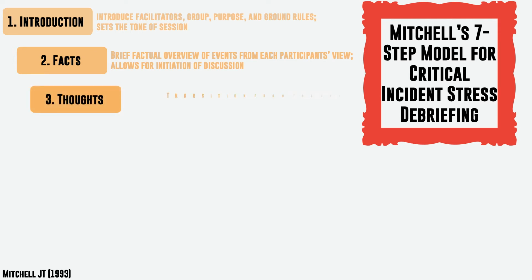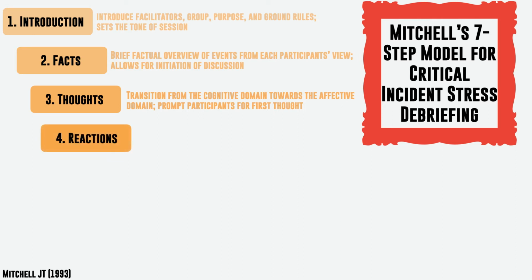Step 3, Thoughts. This step transitions from the cognitive domain towards the affective domain, and it prompts participants for further discussion about their first thought after the critical incident. Step 4, Reactions. This is the heart of critical incident stress debriefing. This is where they focus on the impact on the participants after the critical incident.